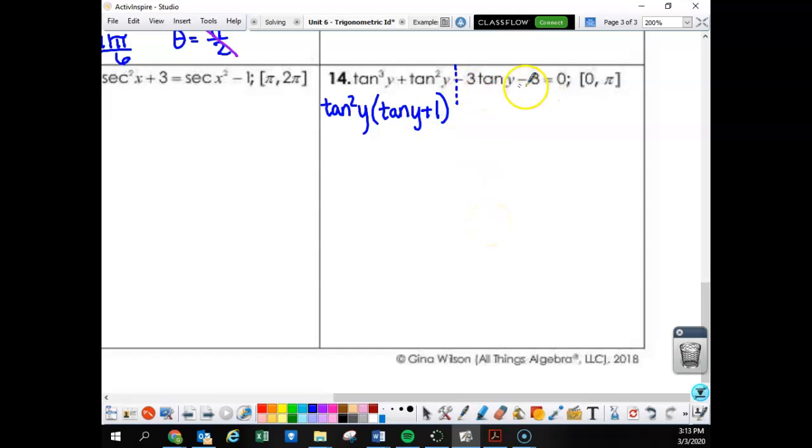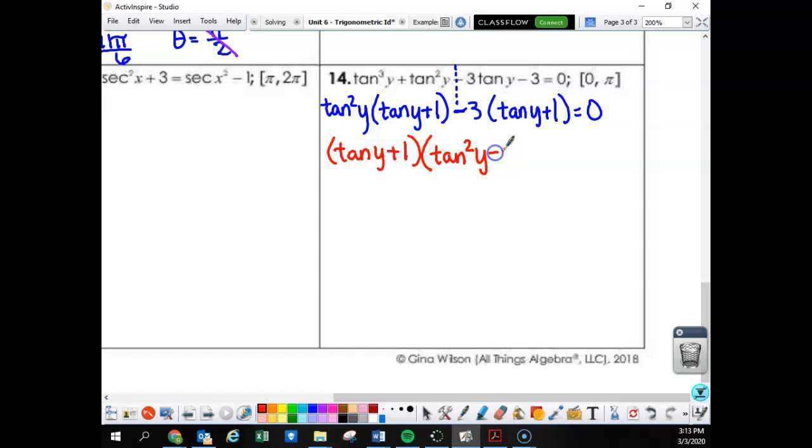And then over here, the GCF is -3. So I'm going to factor out a -3. And that's going to be tangent y minus 1. Or plus 1, actually. Because -3 divided by -3 is +1. Okay. Then they both have a GCF of tangent y plus 1. So I can factor that out. So tangent y plus 1 times tangent squared y minus 3 equals 0.